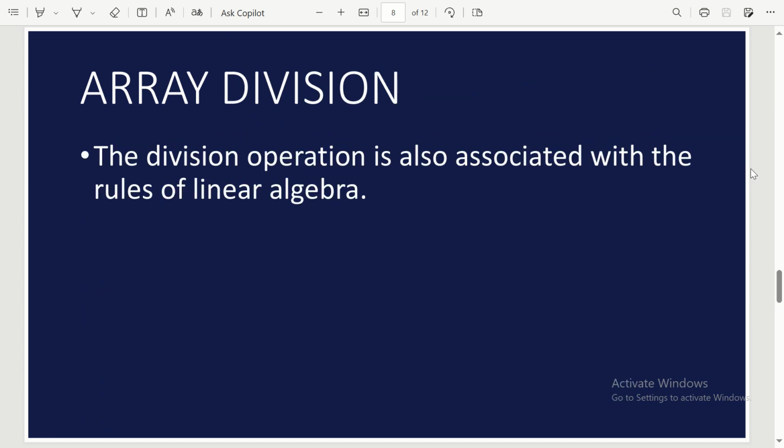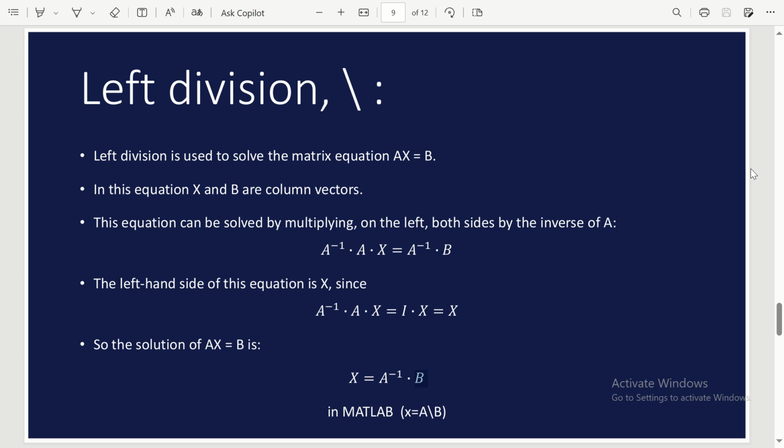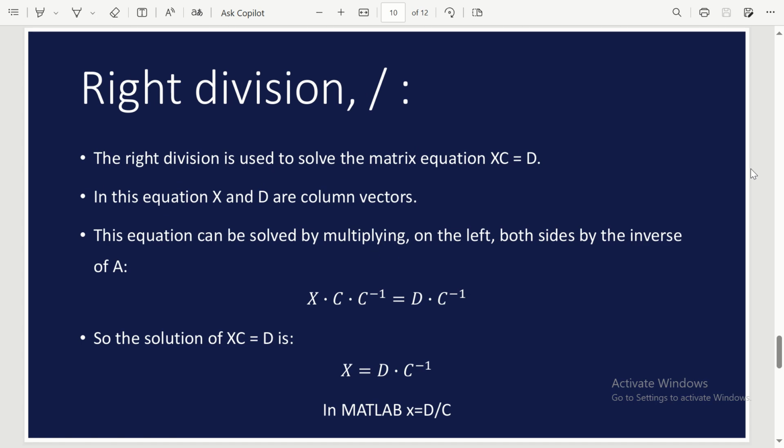Okay, so let's start with the division. The division operation is also associated with the rules of linear algebra. Now we have two kinds of divisions available for the arrays. The first one is left division and the second one is right division. So what is the difference between left and right?